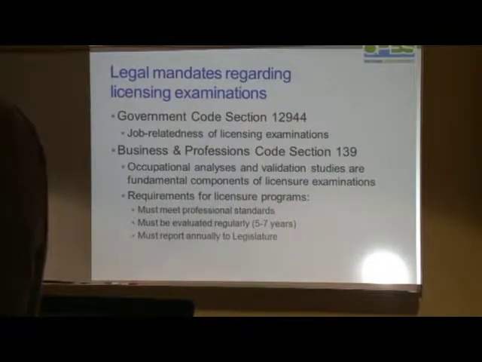So, legal mandates regarding licensure examinations. There's government code that says that the licensing examinations must be job-related. Business and Professions Code 139 mandates that occupational analyses and validation studies are fundamental components of licensure examinations. Requirements for licensure programs: they must meet professional standards, and I'm going to go into those. They must be evaluated regularly every 5 to 7 years, and they must be reported annually to the legislature of when they were last evaluated.